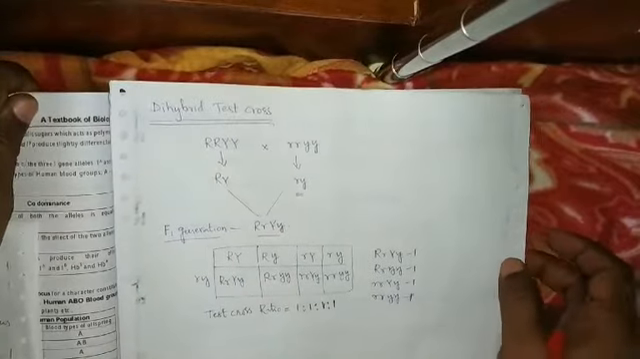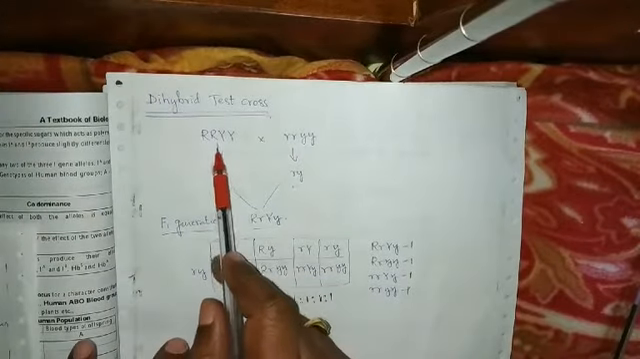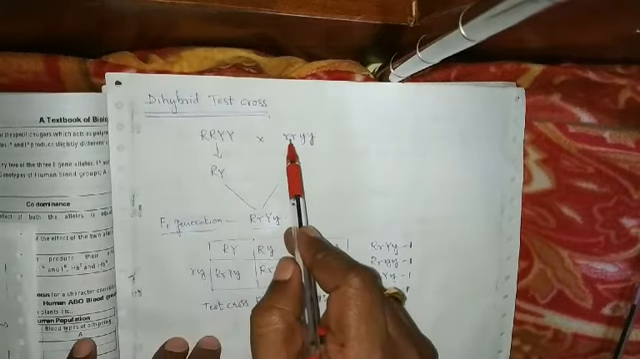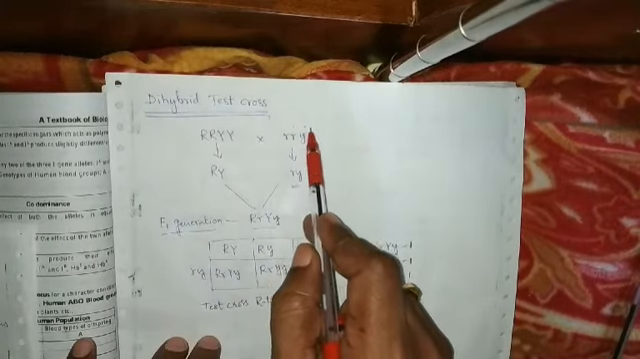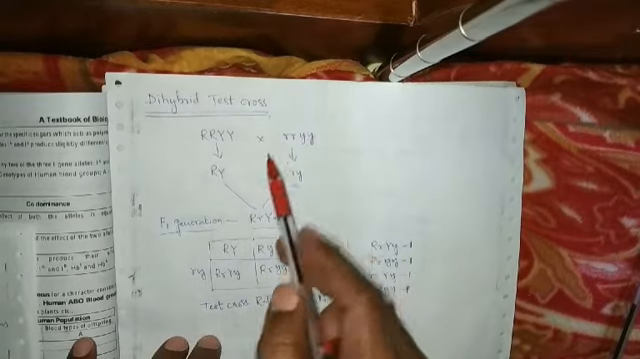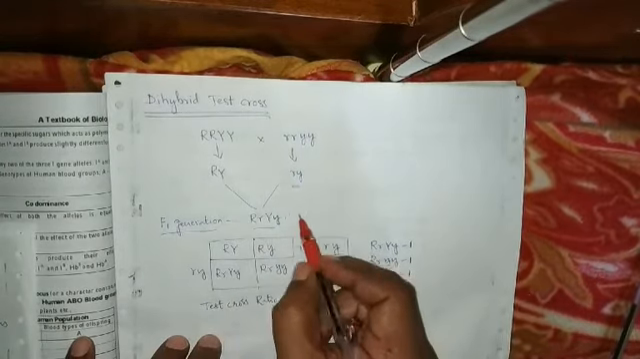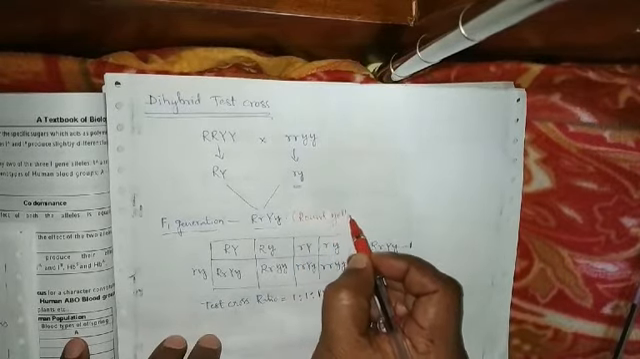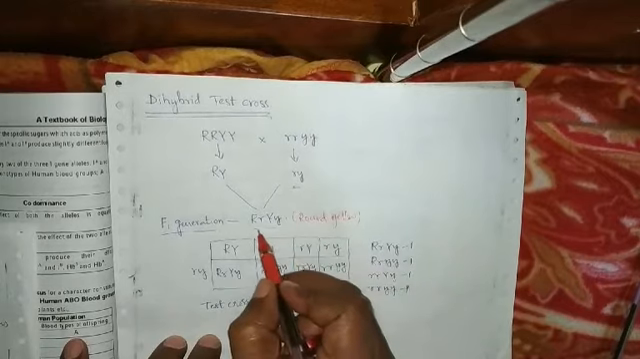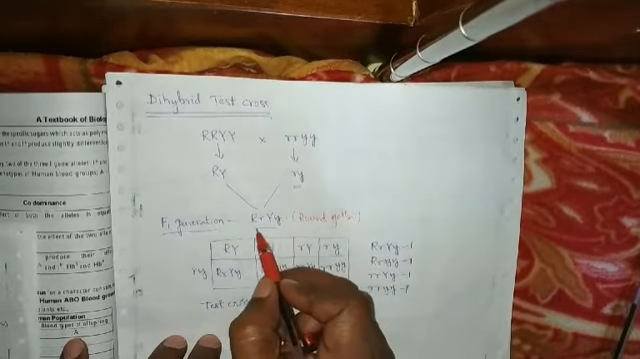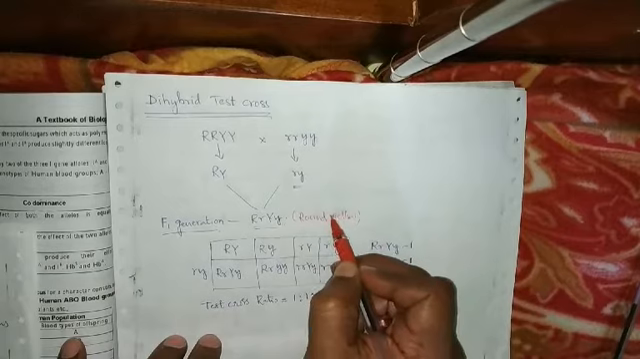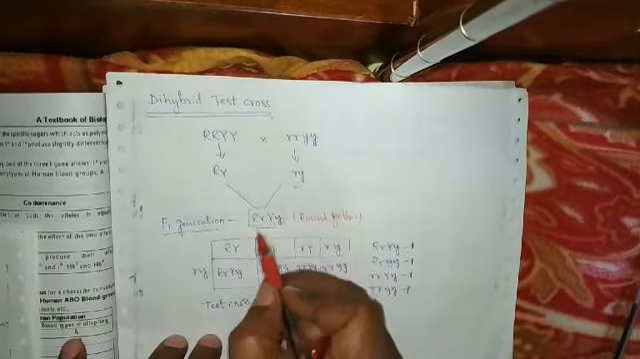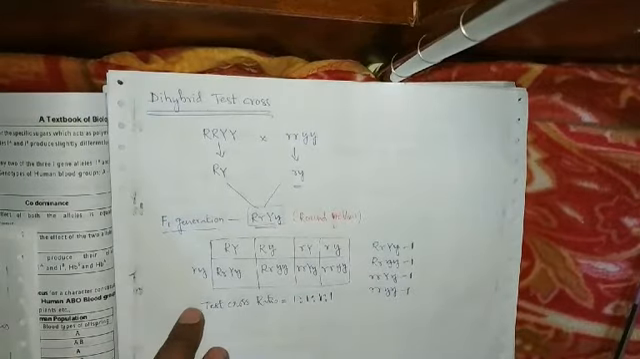Dihybrid test cross. You know dihybrid cross? In a dihybrid cross, capital R, capital Y, round yellow, and small r, small y, wrinkled green plants are crossed. In the first generation, we get round yellow plants. But we don't know whether it is homozygous round yellow or heterozygous round yellow. So we need to find the genotype of this F1 hybrid. For that purpose, we need to do the test cross.